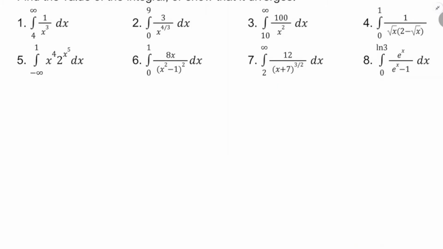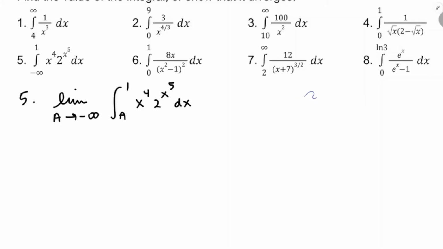Okay, number 5. This one also is going to require u substitution. Right? We see that product with the 2 to the x to the 5. So I'm going to first write it as a limit. The lower bound is approaching negative infinity. Upper bound is 1. x to the 4, 2 to the x to the 5. This one's kind of wild, but definitely in bounds.